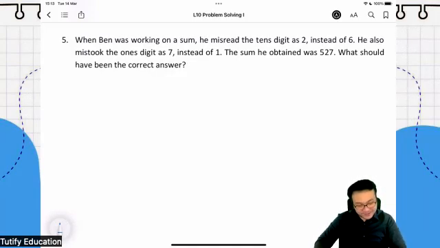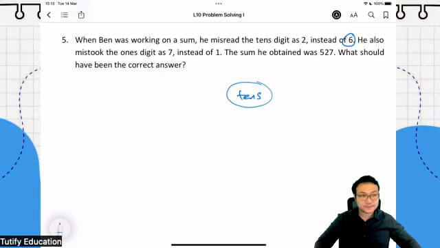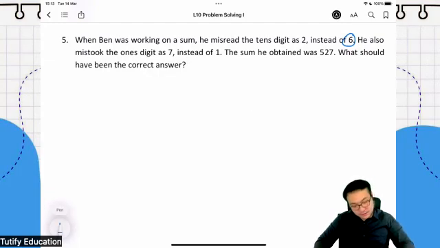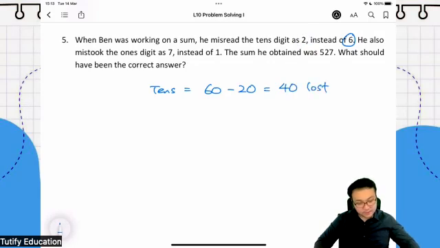Okay, now if you have a number 6 in the tens position, it represents what number? 60. 60, correct. So, for the tens digit, instead of 60, you wrote 2. That means you wrote 20 only, right? Yes. That means you lost how much? You lost 40, am I right?